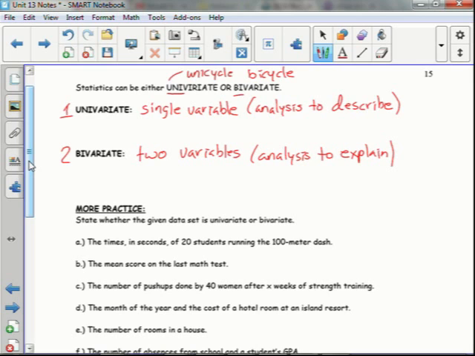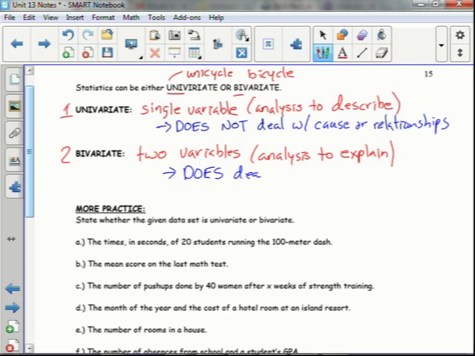In univariate data, this does not deal with cause or relationships, because there's only one value that we're looking at, one variable. Bivariate does deal with cause or relationships.